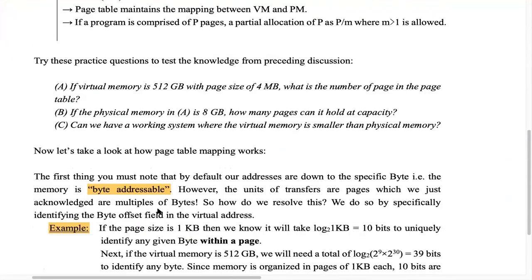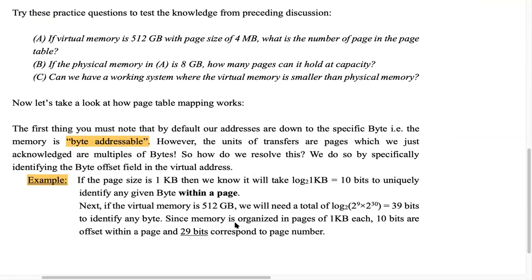On similar lines, there's this question. If the page size is 1 KB, then we need 10 bits. 1 KB is 1K, and 1K is 2 raised to power 10. If you take log base 2, it would be 10 bits to uniquely identify any given byte within a page. Understood? Because a page is a collection of bytes. How many bytes? In this example, it is 1 KB, the page size. So how many address bits do you need to locate any byte?